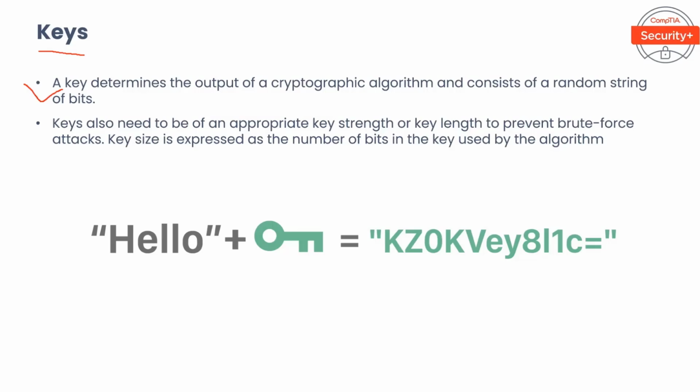Depending on the type of algorithm used, either the same key is used for both encryption and decryption, or else mathematically related keys are used. Keys also need to be of an appropriate key strength or key length to prevent brute force attacks. Key size is expressed as the number of bits in the key used by the algorithm. The longer the key, the more difficult it is to crack.